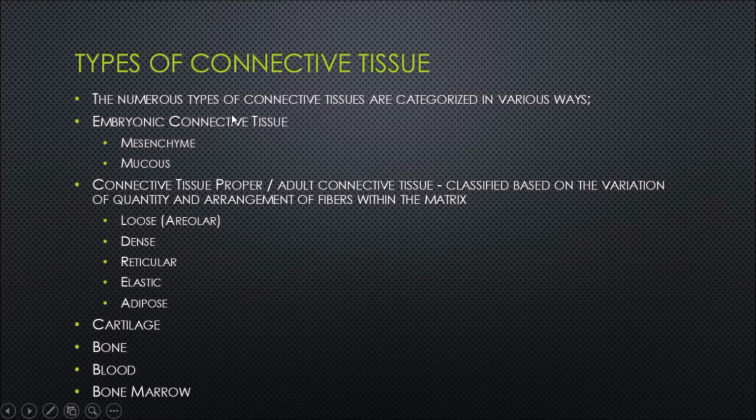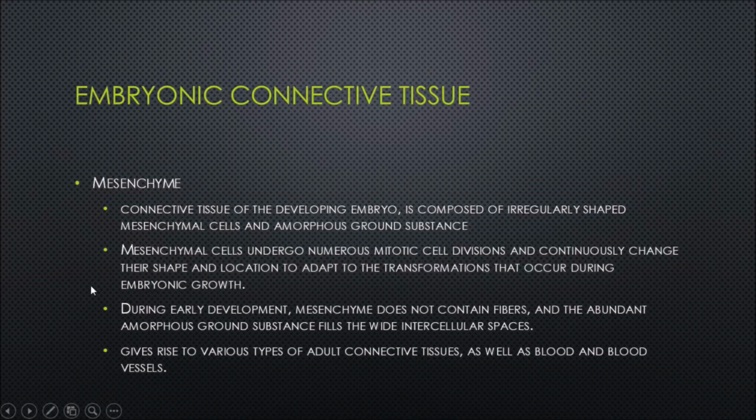So embryonic connective tissue is further classified into the mesenchyme and mucus, and adult connective tissue is further classified based on the variation of quantity and arrangement of fibers within the matrix, and these are the loose or areolar, dense, reticular, elastic, and adipose. So embryonic connective tissue has mesenchyme, which is a connective tissue of the embryo and is composed of irregularly shaped mesenchymal cells and amorphous ground substance.